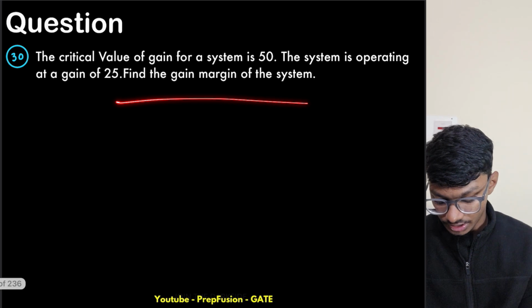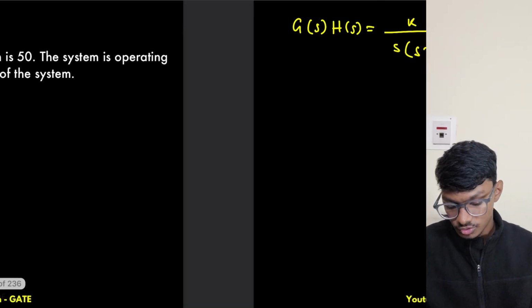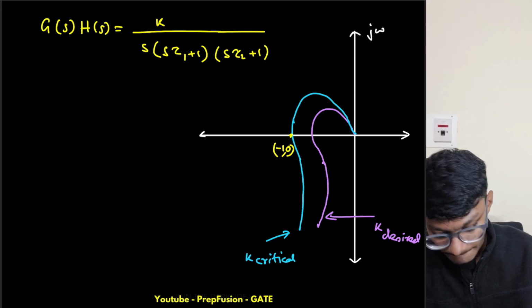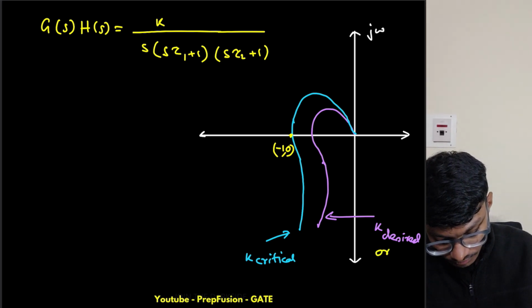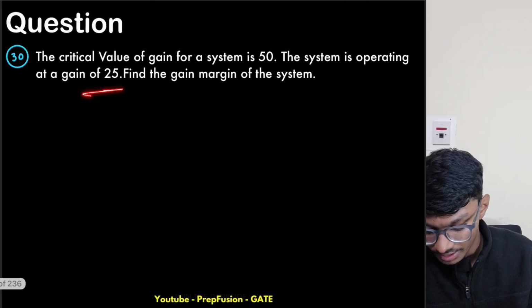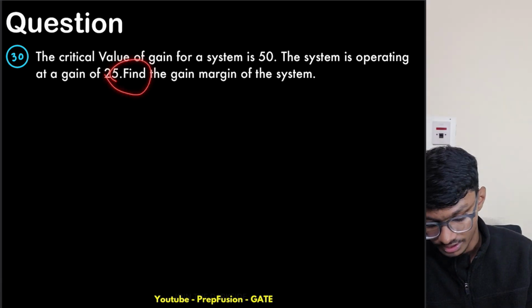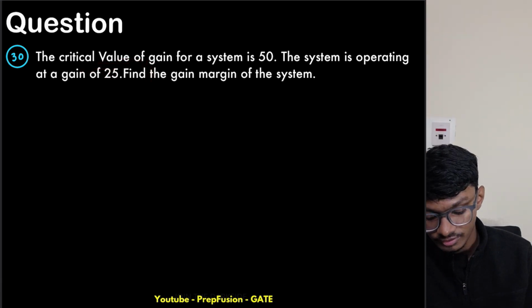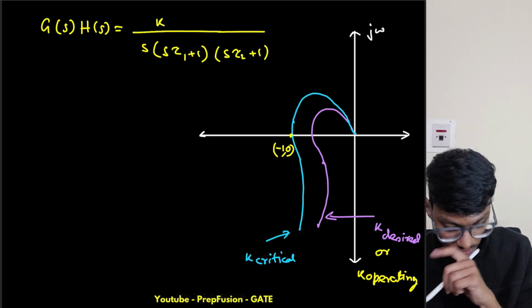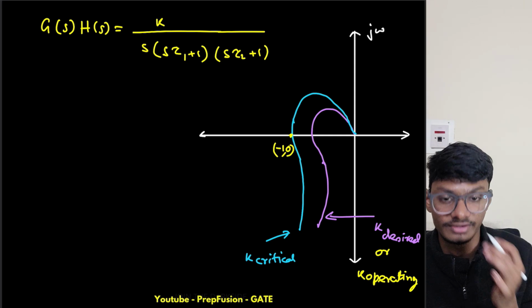Now what about my question? What is the question asking? It asks to find the gain margin. So from here, can you tell me what is the k desired, or k operating? At what gain is it operating? It is operating at 25 gain. And what is the critical value of gain? 50. So if my k critical is 50 and k desired is 25, how can I find the gain margin?